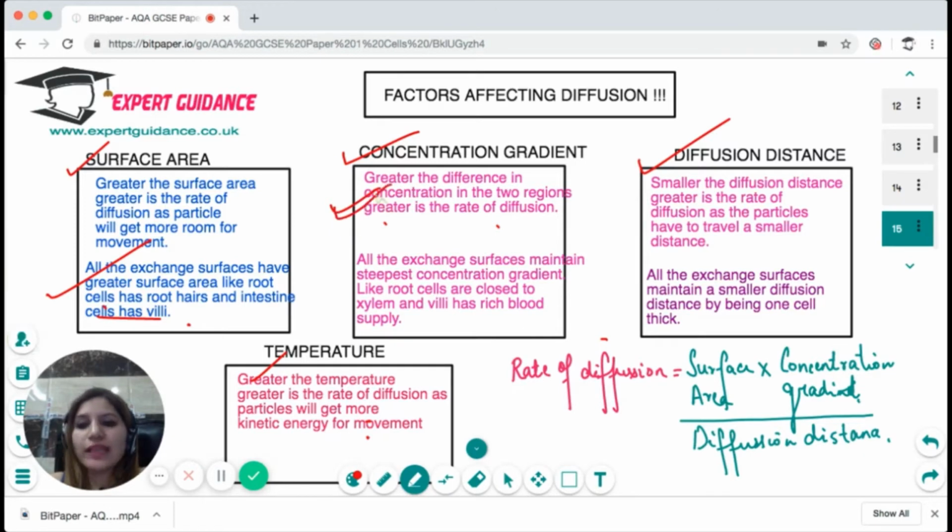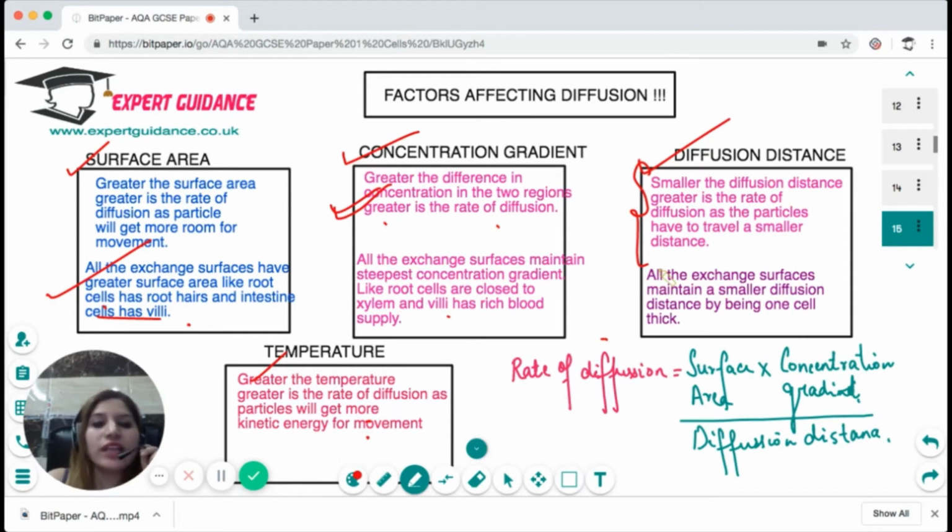So all the exchange surfaces maintain the steepest concentration gradient. How? The root cells are close to the xylem, and villi have a rich blood supply that maintains the concentration gradient. Now, diffusion distance has to be smaller for diffusion to take place, because if the particles travel a lesser distance, they will diffuse quickly.